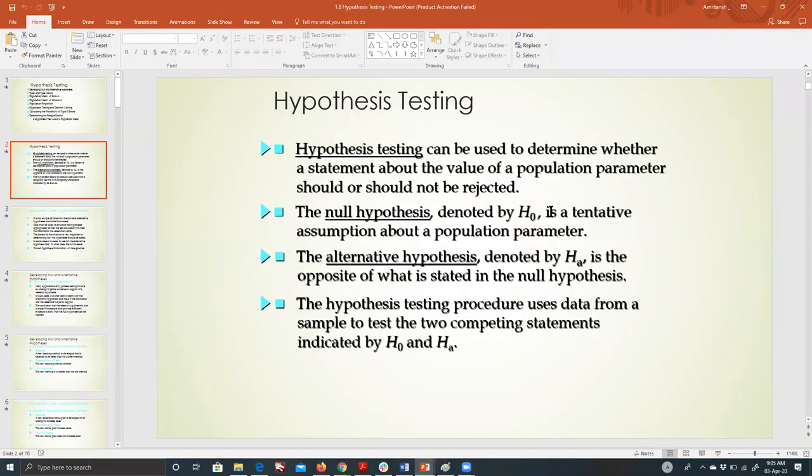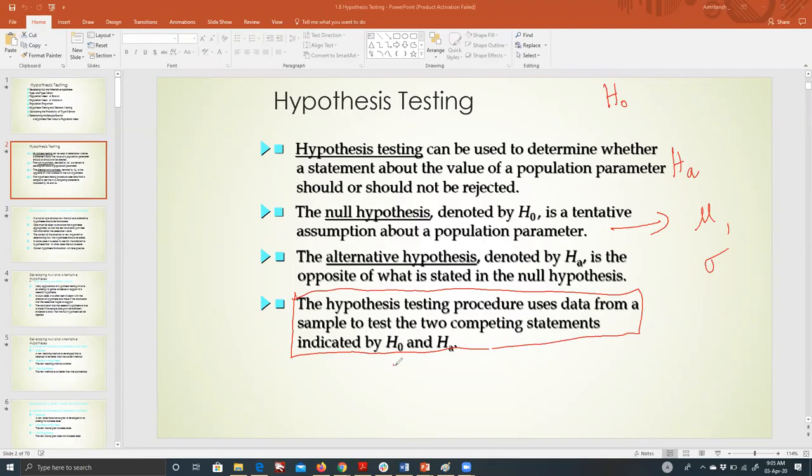The null hypothesis is denoted by H naught. Whenever you write the null hypothesis, the usual sign is H naught, and for the alternative or research hypothesis we write HA. It is basically a tentative assumption about a population parameter, like mu or standard deviation. The idea is very simple: the hypothesis testing procedure uses data from a sample to test two competing statements. H naught and HA should be mathematically opposite.